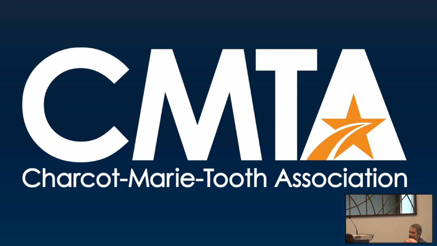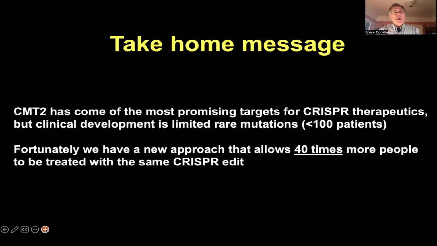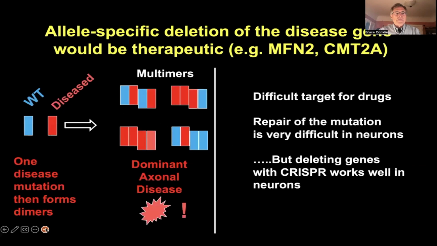Hello, I'm Bruce Conklin, and I'll be talking today about CRISPR therapeutics for CMT2, and this will just be a brief update. The take-home message today is that CMT2 is one of the most promising targets for CRISPR therapeutics, but clinical development is unfortunately limited by the rare mutations, sometimes less than 100 patients per edit. Fortunately, we have a new approach that allows 40 times more people to be treated by the CRISPR edit, and this should be enabling for therapeutics.